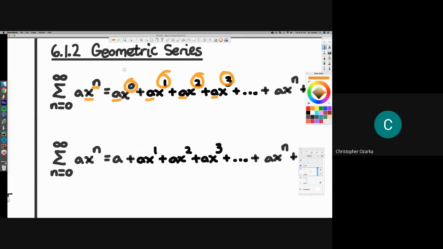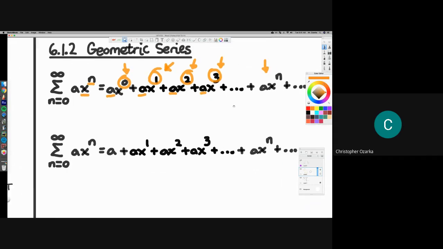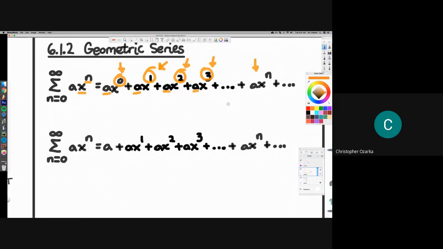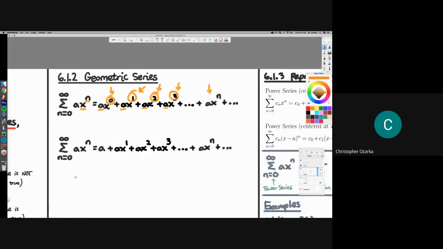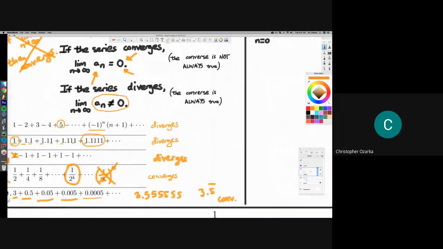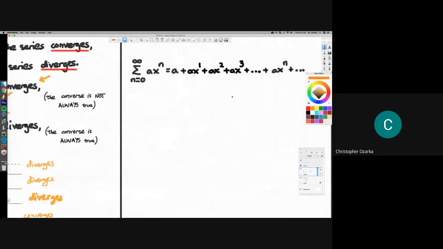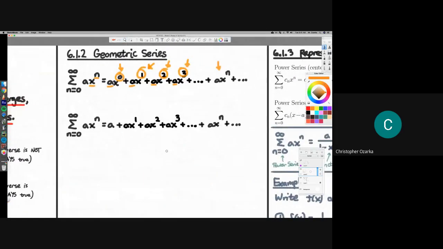But a geometric series is when the power up here grows each time by 1 as you go to infinity. Okay. And we're going to answer that number 9 question while we go over this right here. So we'll answer this question as we go over it. It'll make sense. You'll see, I promise.